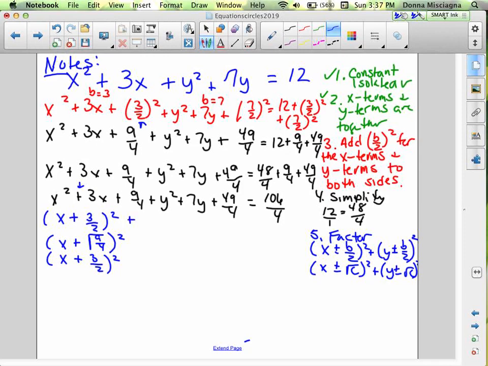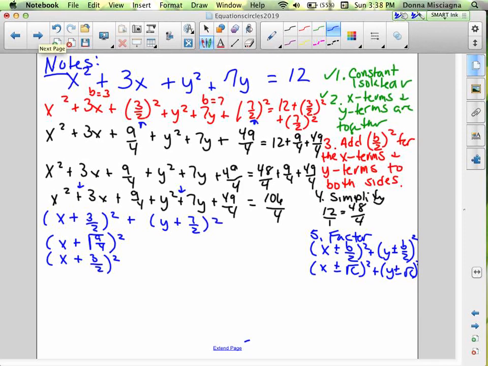And then plus, got to do the same thing for the y's, right? So we can either take half of b, right? So that would be y plus, because this sign here is a plus, and then half of 7 is 7 divided by 2. The same thing you had right here. And there's 2 of them, so it's squared.